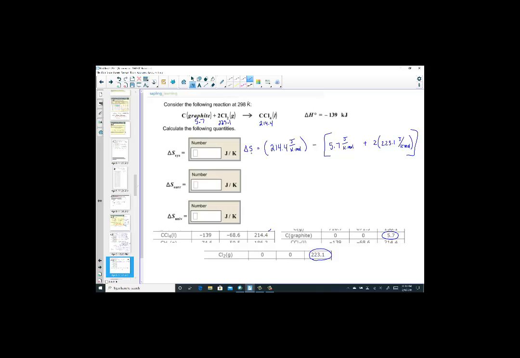The entropy of the system is found by taking the sum of the products minus reactants. Let me hit that with you. 214.4 minus, parentheses, 5.7 plus 2 times 223.1. This came out to be negative 237.5.